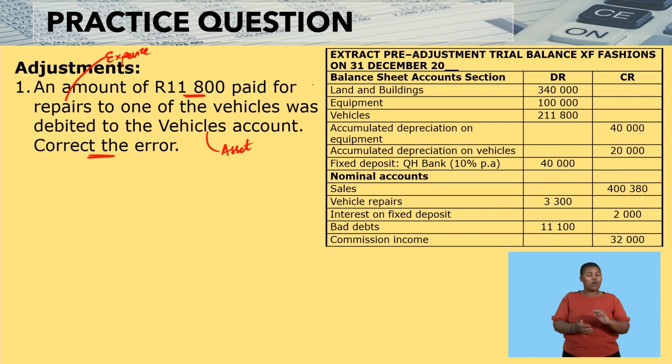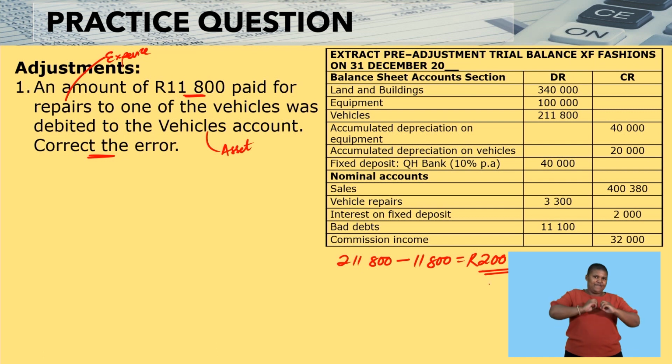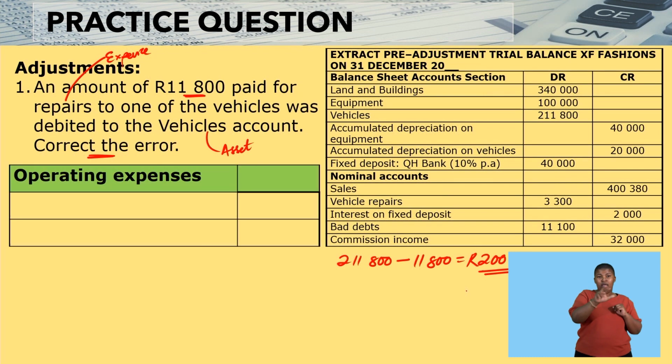So to correct the vehicle's amount, we should say 211,800 minus the 11,800. Therefore, our vehicles would remain with 200,000. That is the true cost of our vehicles, 200,000. What then do we do with that 11,800? It is recorded in the statement of comprehensive income under operating expenses, so we record it under repairs.